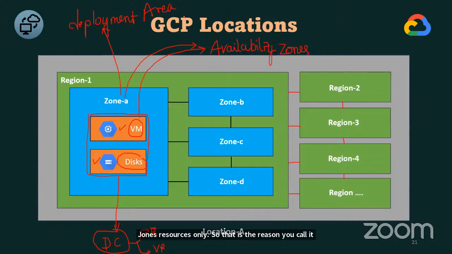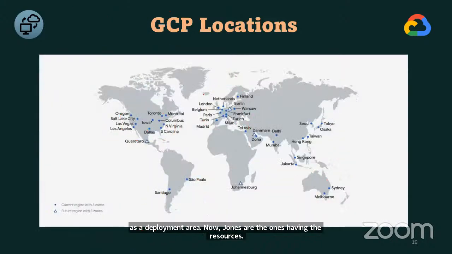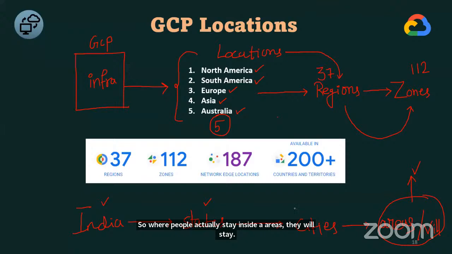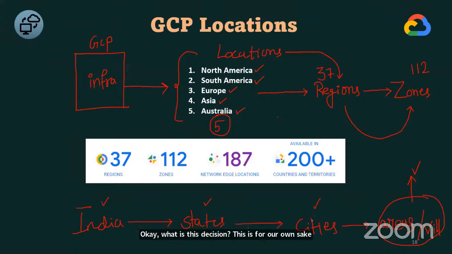Now, zones are the ones having the resources, right? In the same way, you can go back and see where people stay in India. Not in India, they stay in states. Where in states? In cities. Where in cities? In areas. So where do people actually stay? Inside areas. What is this division? We have created this division for our own benefit.